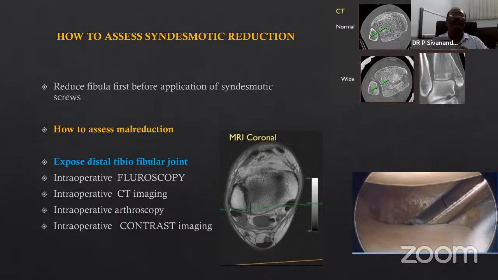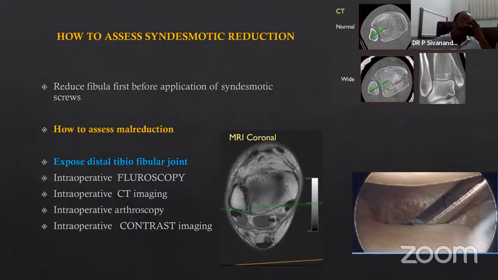Once you've done it, most of the time syndesmotic fixation is not needed in these patients. Any abnormal fixation of these structures will affect the syndesmotic joint. Indirectly, it will lead to syndesmotic problems. So how to assess this reduction?